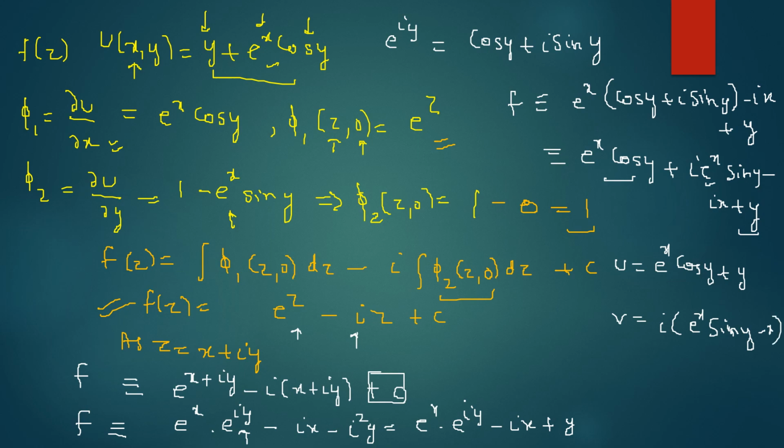Okay, so if I have to create the u minus iota v form, because ultimately this is the part. If the real part is given, we form this phi 1 minus iota phi 2, right? So u minus iota v, for the harmonic conjugate, e raised to power x cos y minus iota, so the sign will be changed here, x minus e raised to power x sin y. Yes or no? Is it fine?